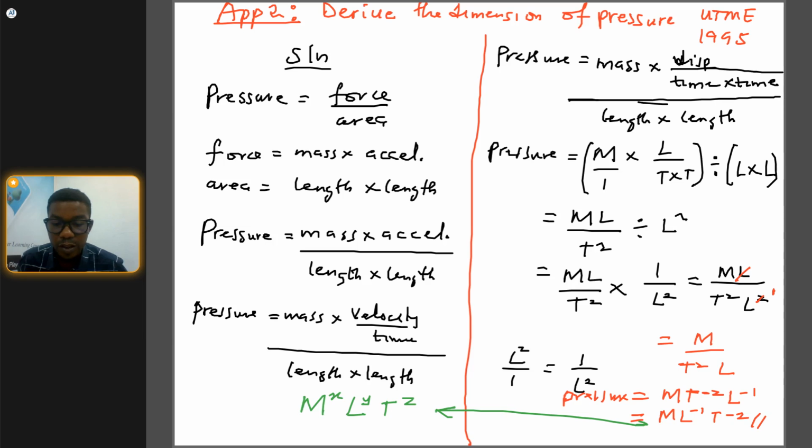Referring to this, you just need to compare both sides and get what X is, what Y is, and what Z is. So in the chat box, what will be the value of X, if I'm having M raised to the power of X, L raised to the power of Y, and T raised to the power of Z? Good, awesome. Great response, Faith. Okay, what about Y? What will be the value of Y?